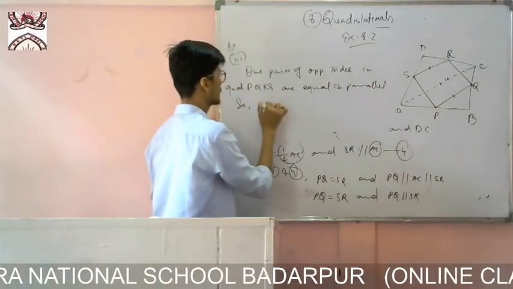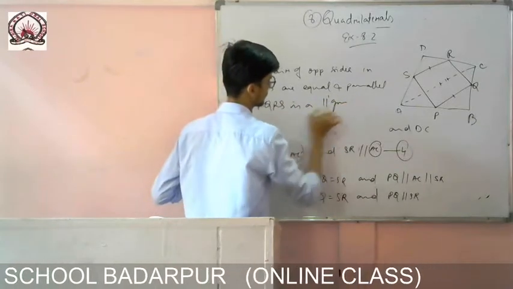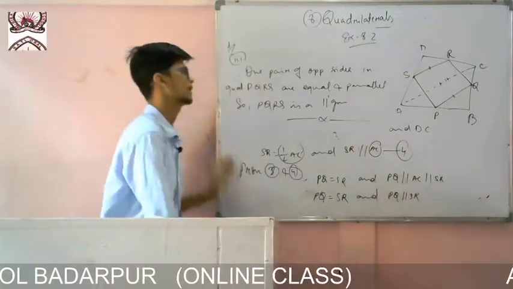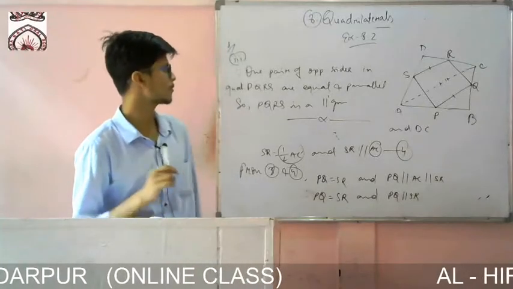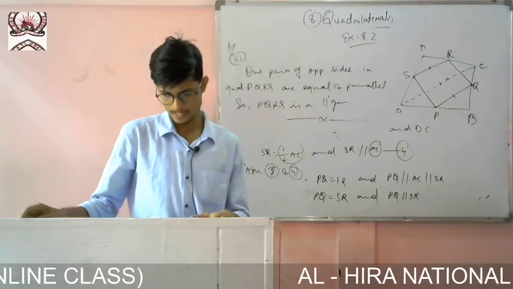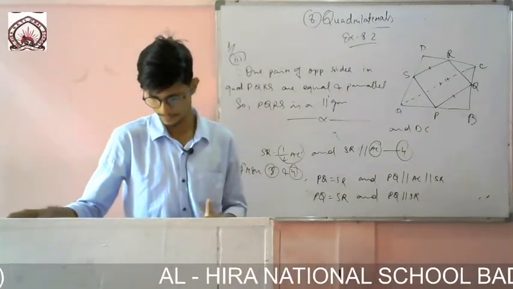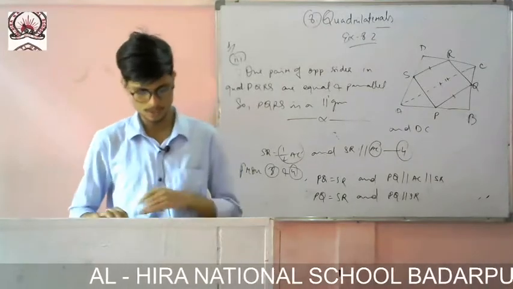So PQRS is a parallelogram. One pair of opposite sides in quadrilateral PQRS are equal and parallel. Therefore PQRS is a parallelogram. So this is the end of this question. Now let us move to question number 2.